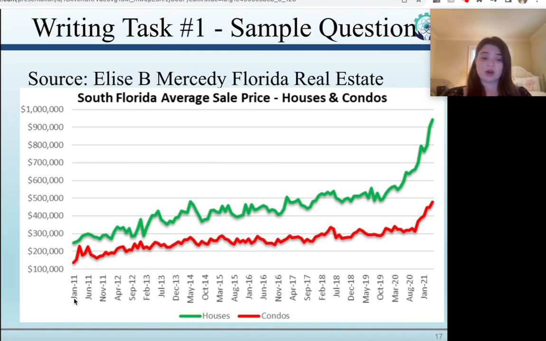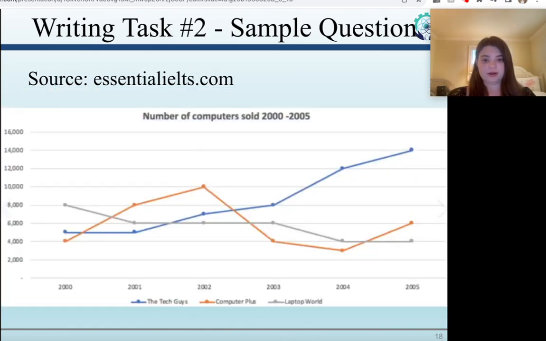So, what does this have in common? Well, let's see. How many months are there between January and June? Let's see. February, March, April, May, June. 5 months. Okay. And then July, August, September, October, November. Another 5 months. December, January, February, March, April, another 5 months. So it looks like they started January 2011 and they do it every 5 months. They check in to see what is the average home or condo price in this area, right? And so that's what we're looking at here.